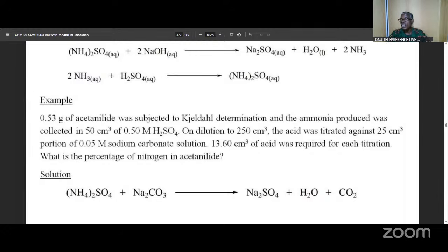Yes, identification of organic compound, that's what we are treating. Yes, solvent extraction is a topic under identification of organic compound.